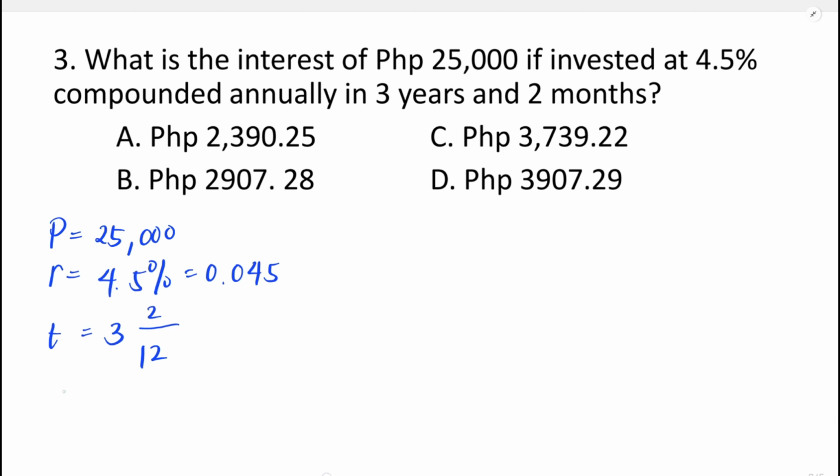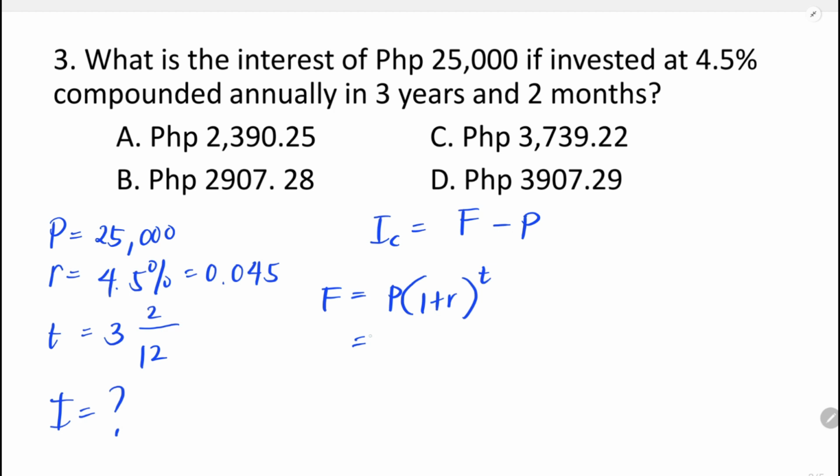In finding the interest ang hinahanap dito, una natin kunin yung F. Dahil ang interest is equal to F minus P. So, yung F ang una natin kukunin, F is equal to P times 1 plus R raised to T. Our P is 25,000 times 1 plus 0.045 raised to 3 and 2 over 12, this is equivalent to 3.1667. Kung ililipat natin sa decimal notation.